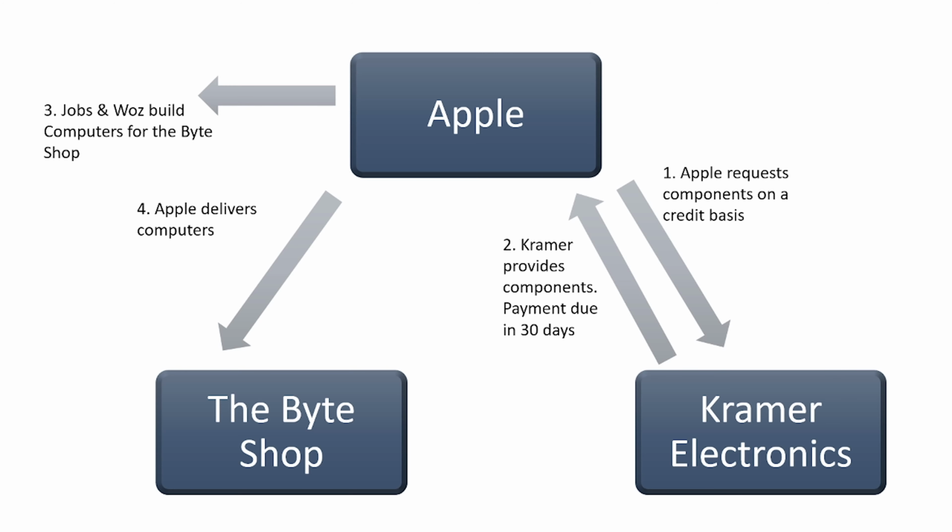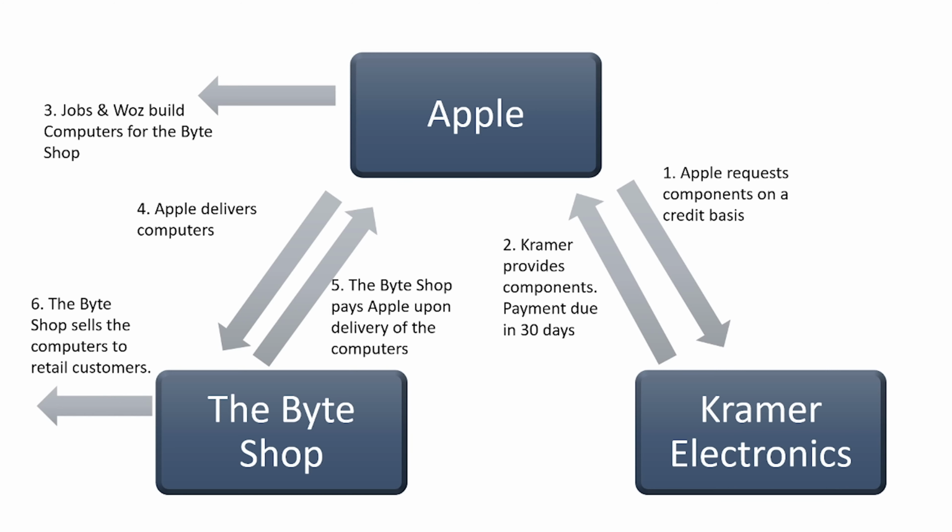After they've finished manufacturing the computers, they deliver them to the Byte Shop. So there's no period of credit, but immediately upon delivery, the Byte Shop makes payment to Apple. That allows Apple to make payment back to Kramer Electronics within the 30-day period. And from there, the Byte Shop's got 50 Apple I's that it can sell on a singular basis to mums and dads as they come into the shop, usually selling these computers one at a time.